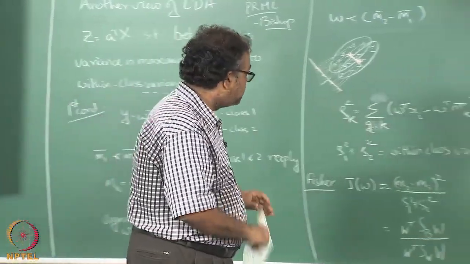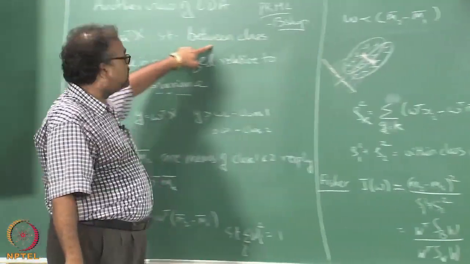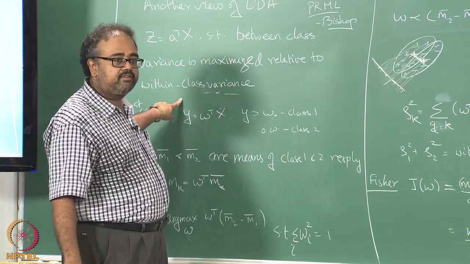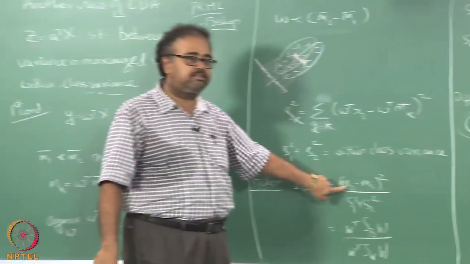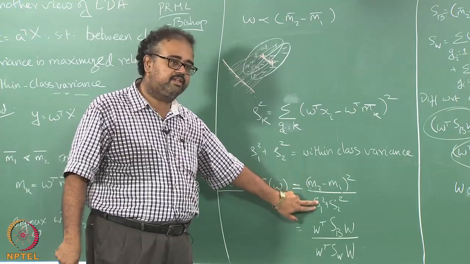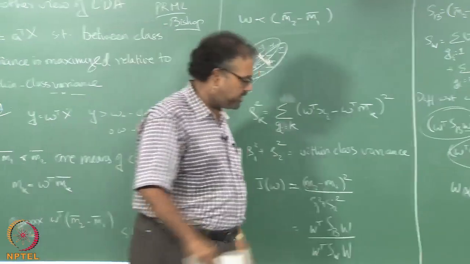G of W? What does it represent? This one, G of W, I told you, right. I want to look at the between class variance relative to the within class variance. So the numerator is the between class variance and the denominator is the within class variance. So I am trying to maximize the relative score.